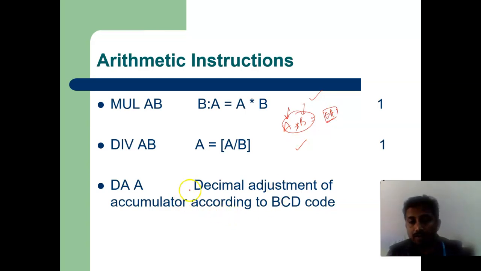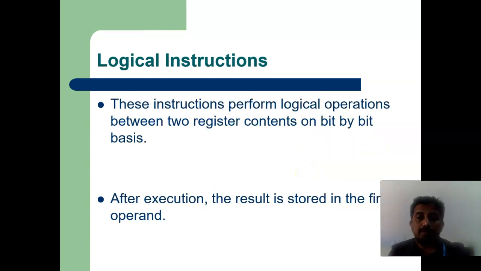Similarly, when you go for division, the numerator value has to be stored in A and the denominator value has to be stored in B. And when you go for division, the quotient is stored in A and the remainder is stored in the B register. This is about the division. The decimal adjust accumulator instruction goes for unpacked BCD to packed BCD, or packed BCD to unpacked BCD.